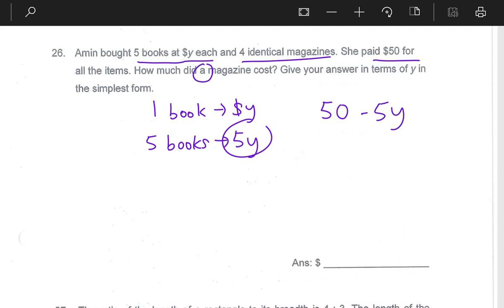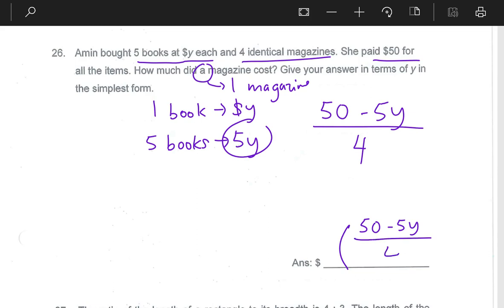But they are not interested in 4 magazines. They only want 1 magazine. So with these 4 magazines, because you took the $50 and minus away the books, you get the cost of the magazines. You have to use this amount and divide it by 4 in order to get 1 magazine. So the entire bracket, the whole equation: 50 minus 5Y is for the 4 magazines, and you divide by 4 to find 1 magazine. That is for question 26.